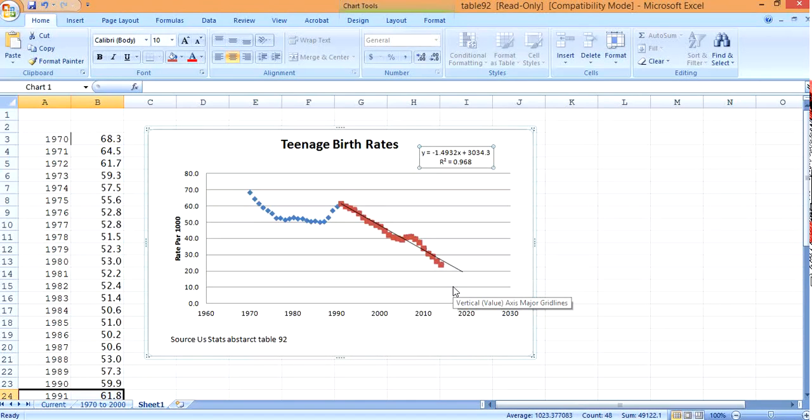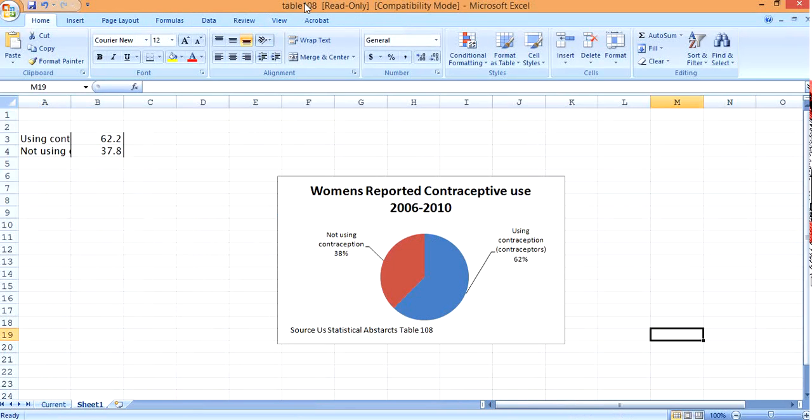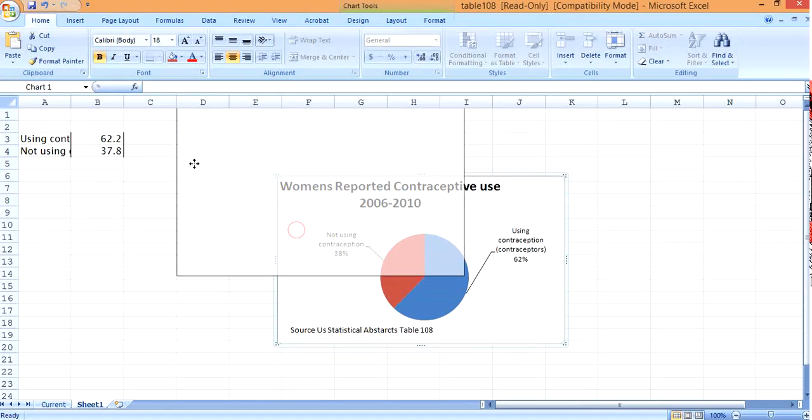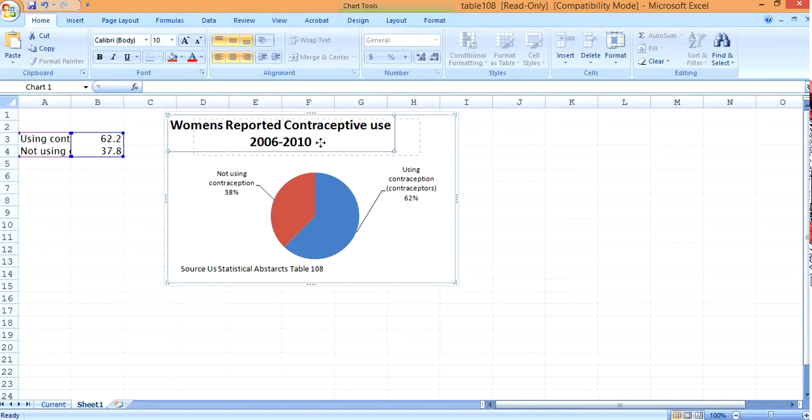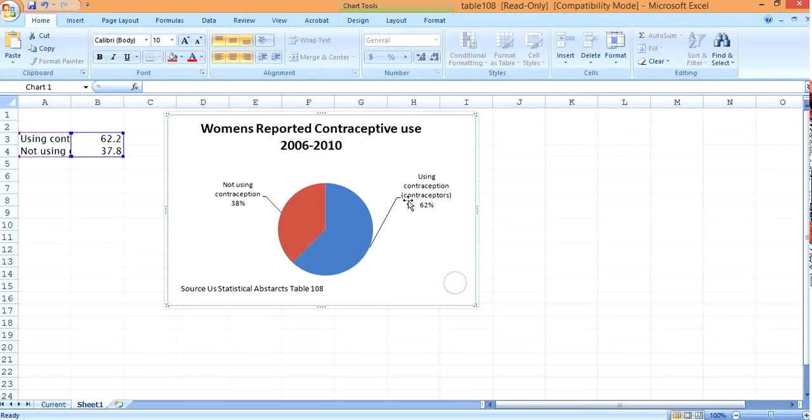So for example, one reason why you might think teenage birth rates would be going down is perhaps people are using more contraception. And so if you look around in the data, you find table 108, we discover that between 2000 and 2006 and 2010, 62% of women used contraception and 38% did not use contraception.